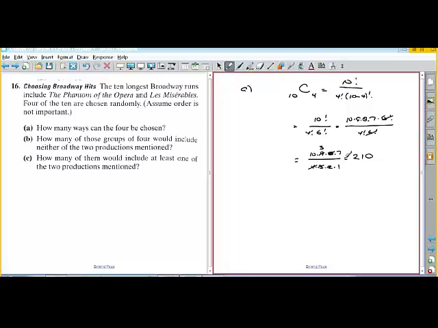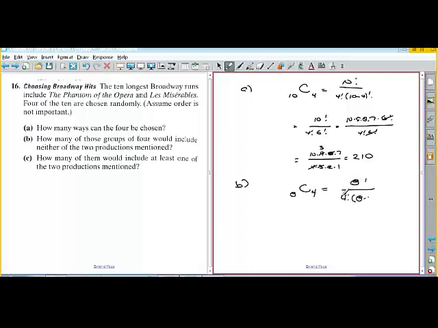So that's part A. The second one says, how many of these groups of 4 would include neither of the productions mentioned? So now it's still a combination, but how many shows do I have to choose from now? If I had 10 and I can't include 2 of them, 8. But there are still 4 shows.